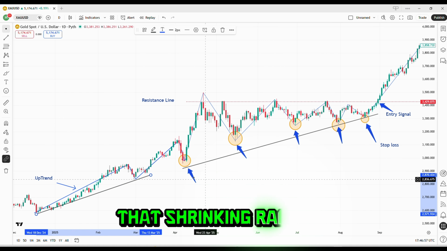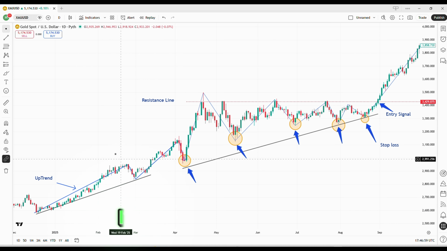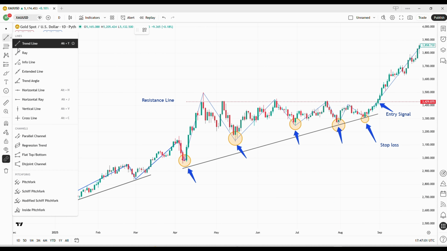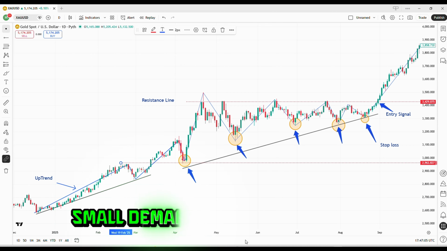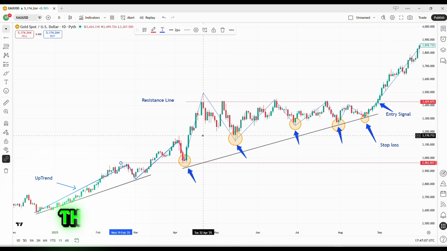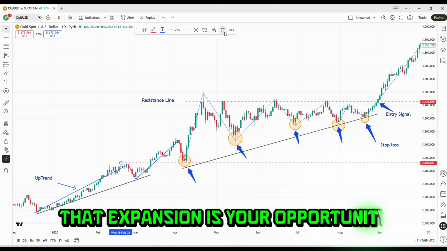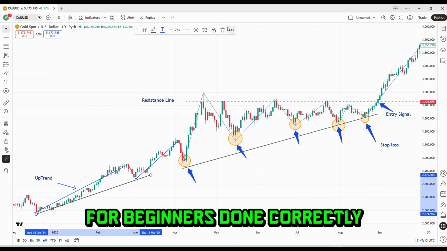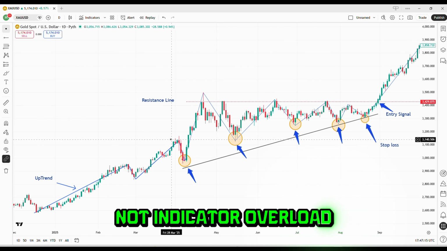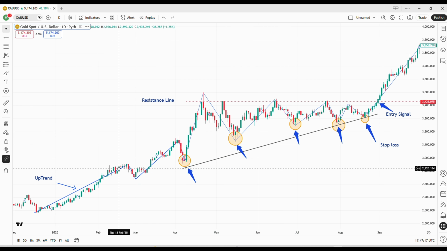That shrinking range is not weakness, it is absorption. Supply is drying up. When supply dries up, even small demand creates expansion. That expansion is your opportunity. This is technical analysis for beginners done correctly, not indicator overload. Structure first.